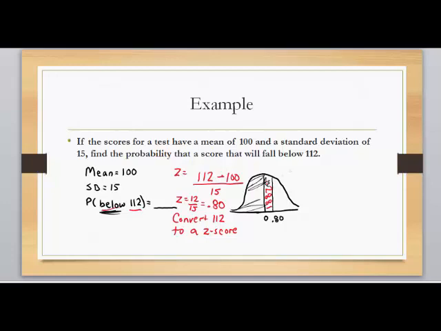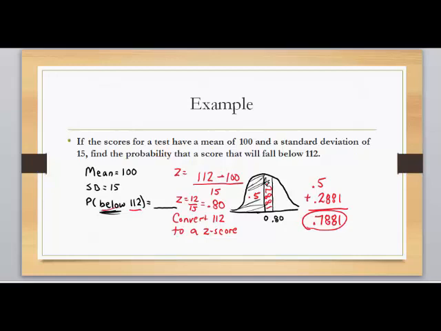Remember that the entire left-hand side is shaded, so that part is going to be 0.5. So how do we find our total area of the shaded region? We're going to add those two together. So 0.5 plus 0.2881 is going to give me 0.7881. That is the probability that a score falls below 112.